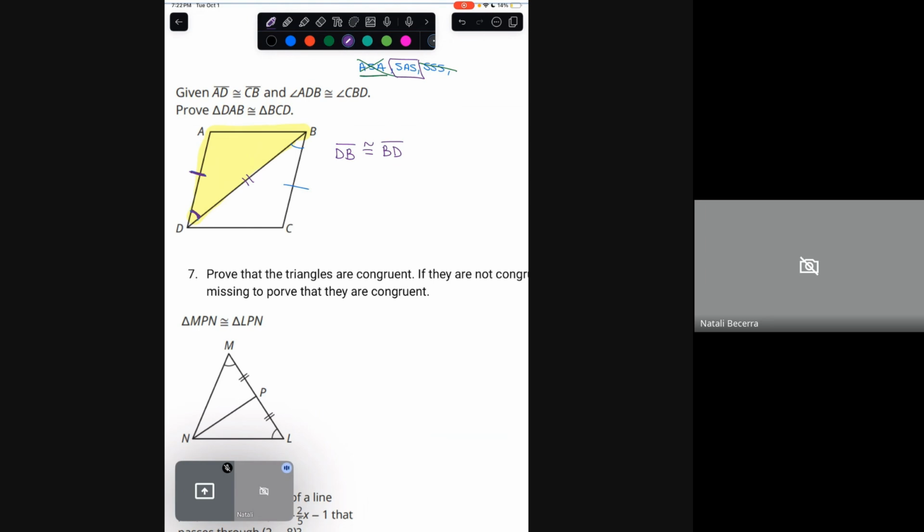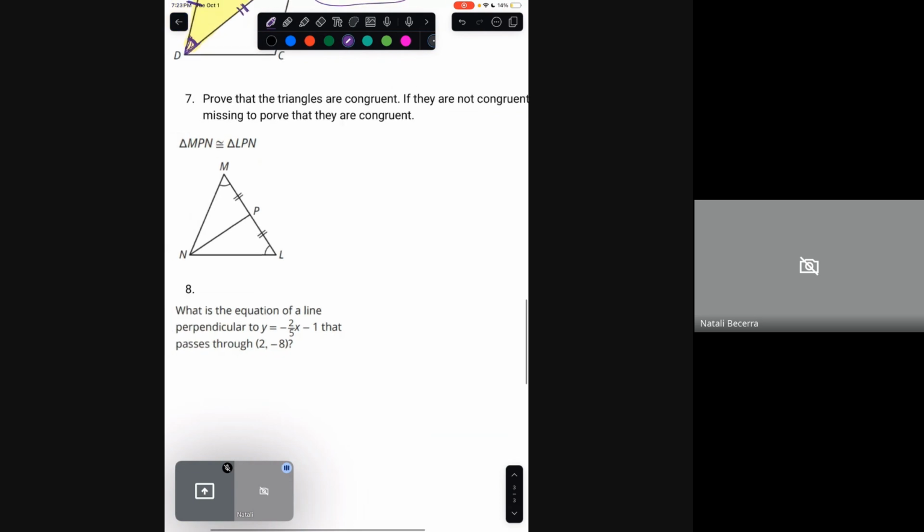So there you go. I have side, angle, and side. Remember here that the order matters. DB has to be congruent to BD. I cannot say DB is congruent to BD in the wrong order because the D has the angle and the B has the angle. So the D and the B have to go together. The B and the D have to go together. Okay, so they already gave me this and they gave me this. So I have side, angle, and then the one that I just found, side. So it's side, angle, side. So we can say the triangles are congruent by side, angle, side.